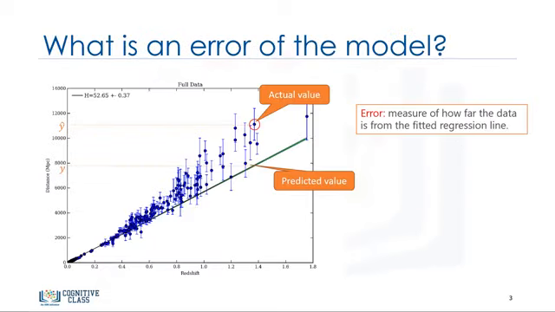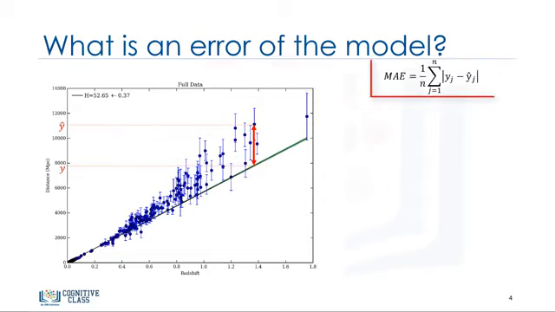In the context of regression, the error of the model is the difference between the data points and the trend line generated by the algorithm. Since there are multiple data points, an error can be determined in multiple ways. Mean absolute error is the mean of the absolute value of the errors. This is the easiest of the metrics to understand since it's just the average error.